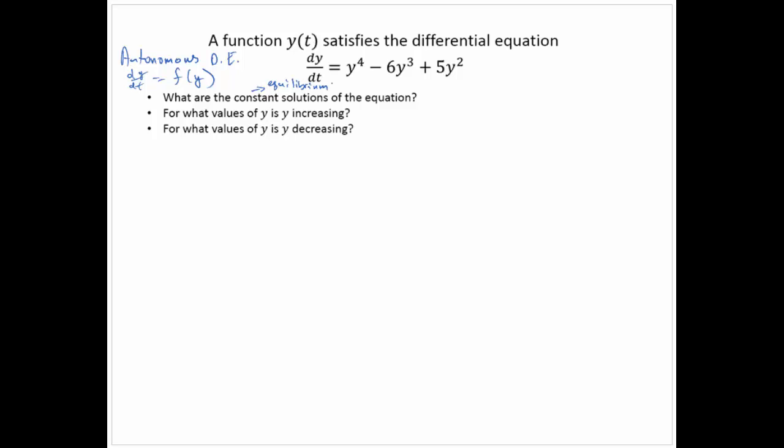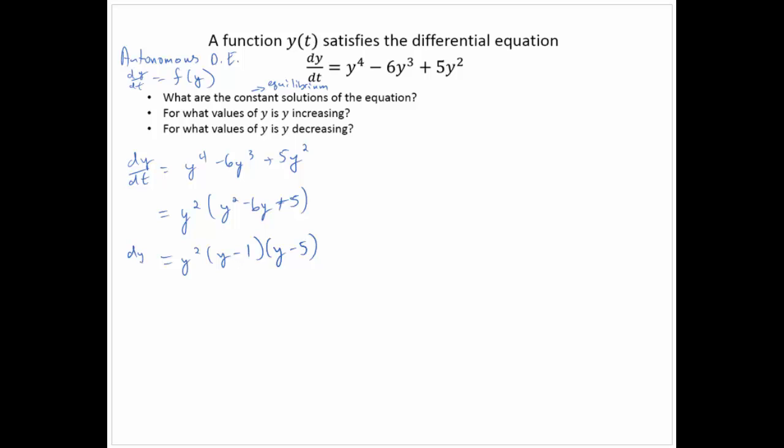To solve that, we notice that dy/dt, which is y to the fourth minus 6y cubed plus 5y squared, I can do a little bit of factoring here, and I can write that as y squared times y squared minus 6y plus 5, excuse me. And so that factors further as y minus 2 times y minus 3. No, it doesn't. It factors as y minus 1 times y minus 5. Sorry about that. So dy/dt can be written as y squared times y minus 1 times y minus 5.